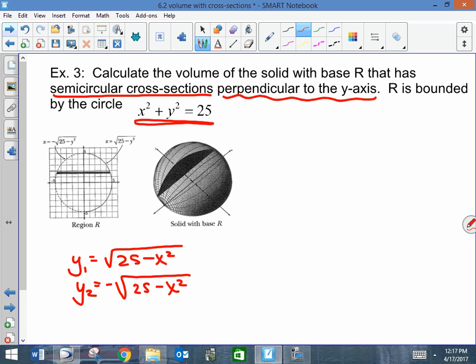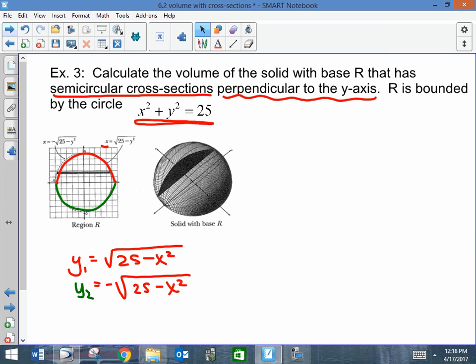So this is the, where's my y-axis? Right here. This is the top part, and this is the bottom part from your graph, okay? Because that's a function. Because that's how we did it on the graph.